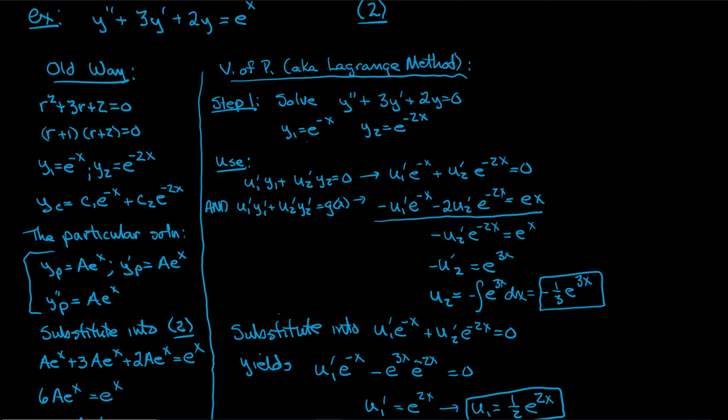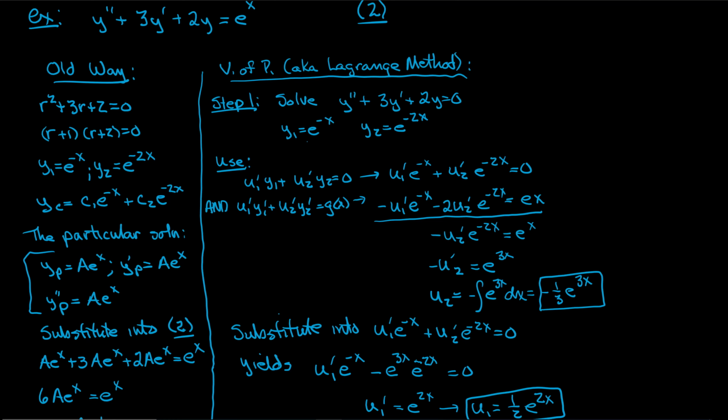It's going to be u1 prime times y1 prime. Now be careful. y1 prime is going to be a negative e to the negative x. And you can see I have the negative times the u1 prime, e to the negative x. Then the second term says u2 prime times y2 prime. Well, that's going to be a negative 2. We've got the negative 2 e to the negative 2x. So we have everything accounted for there. We now have our system of solutions.